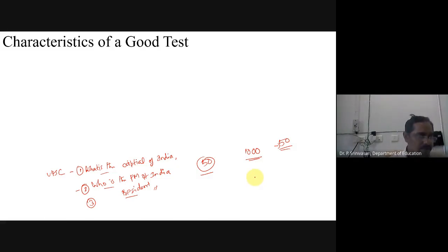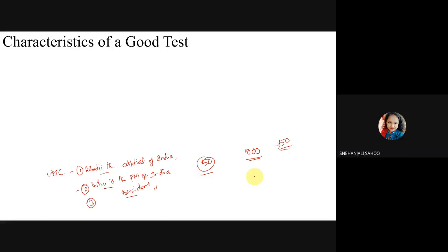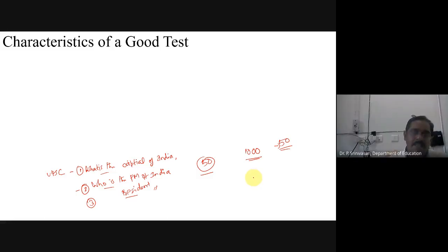We cannot decide. We cannot give the job to anybody because the questions are like that, which means that this is not a good test. That's all. This is not a good test.